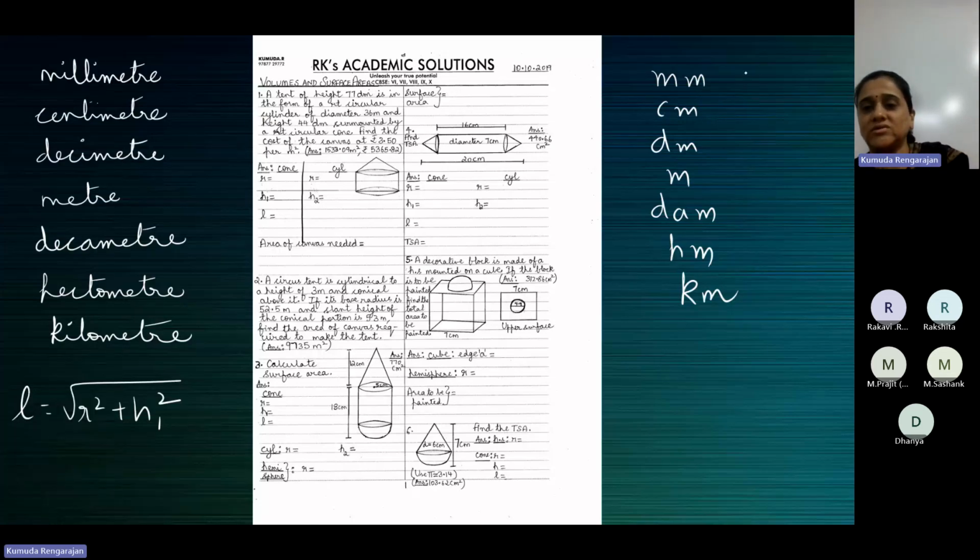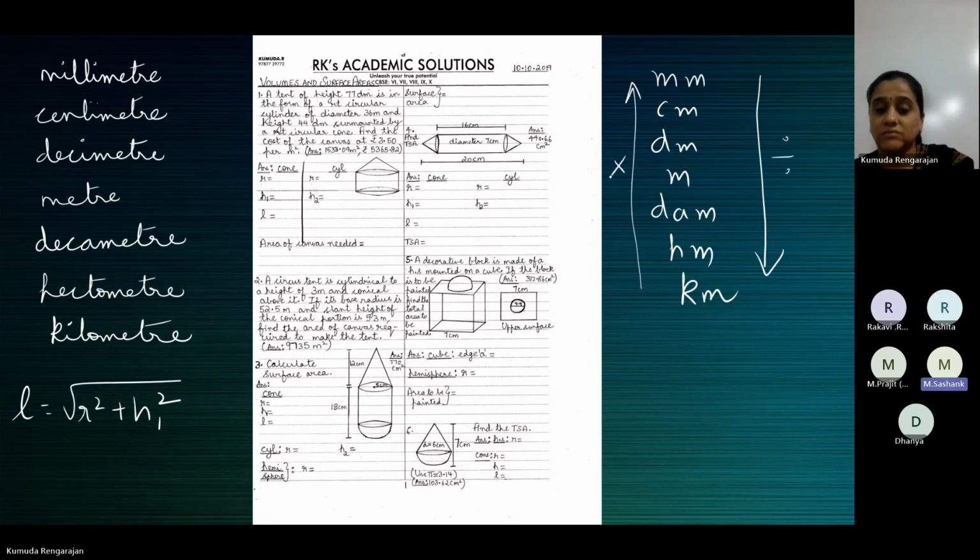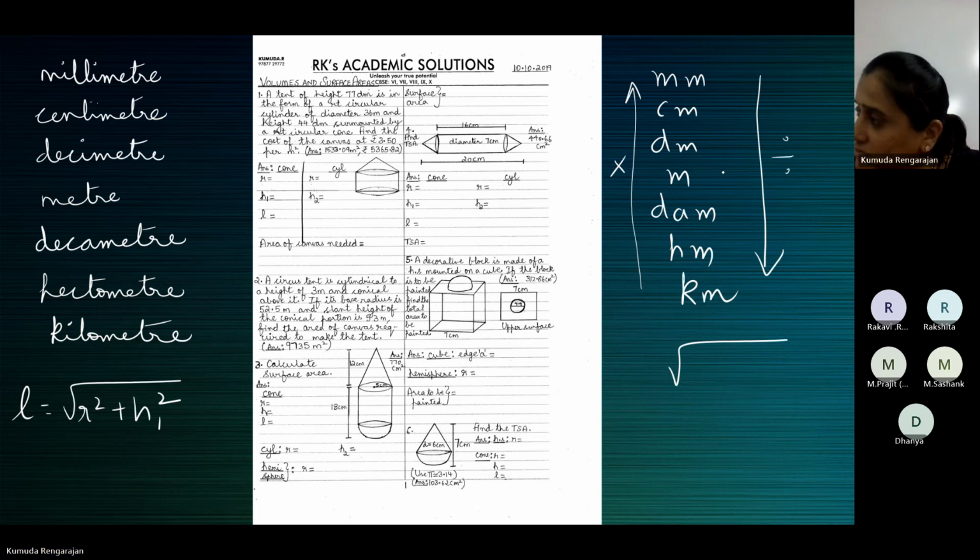Find the slant height. Anybody found the slant height already? Ma'am, I got it as 330.49. One second. What's the height of the cone? 33 decimeter. 33 decimeter is not 330 meters, it is 3.3. Sashank, you converted to meters or decimeter? Meters, ma'am. I made a mistake.